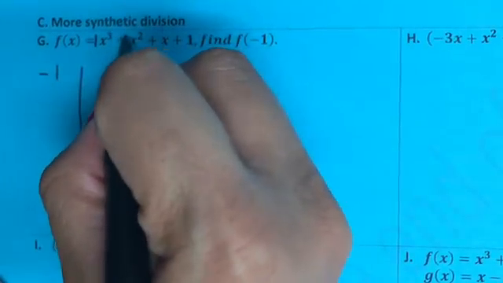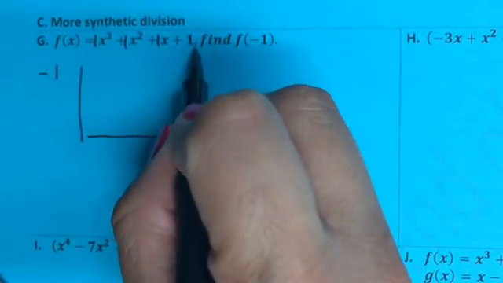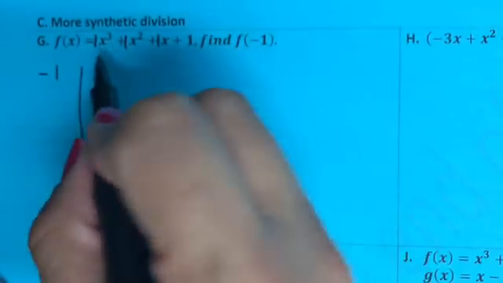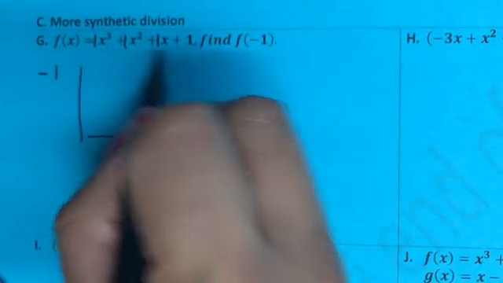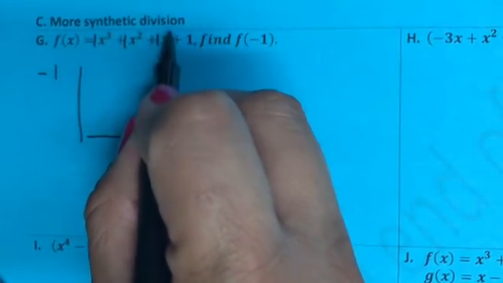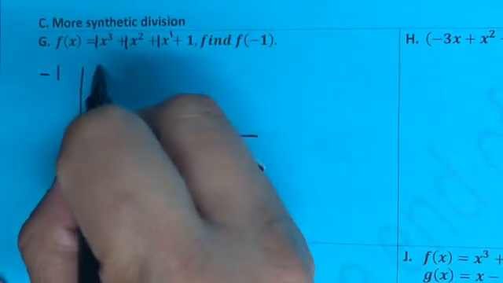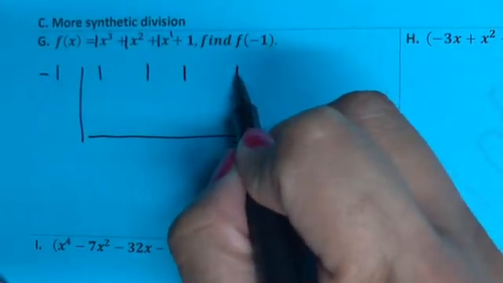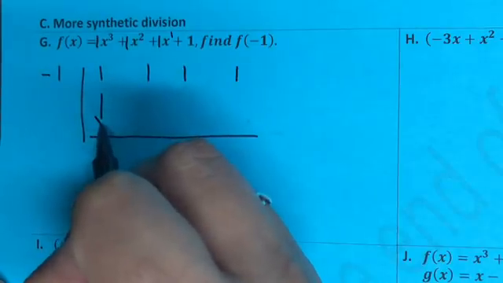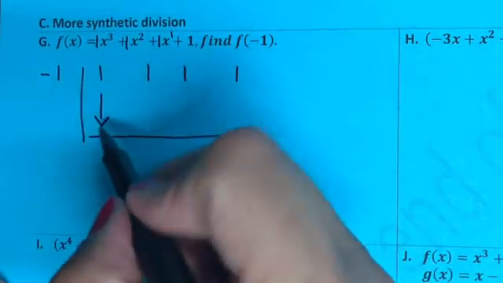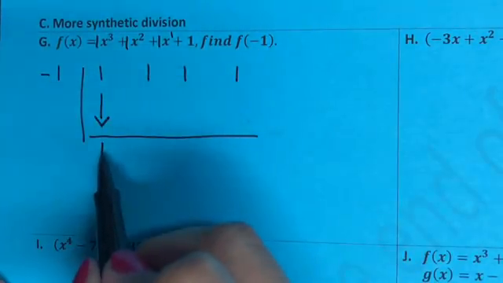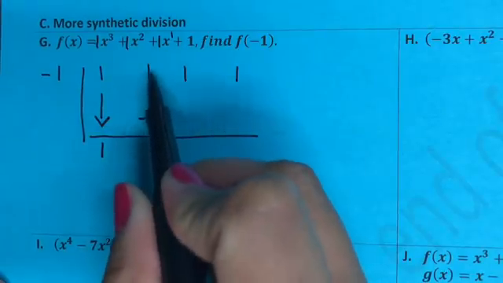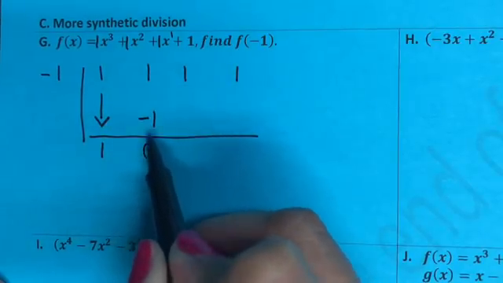and remember you're using the coefficients in front of the variable, and you want to make sure that you're in descending order. So 3, 2, 1, 0. So I have 1, 1, 1, and 1. The first thing you're going to do is bring down the 1. So you're going to say -1 times 1 is -1. The sum of that is going to be 0.